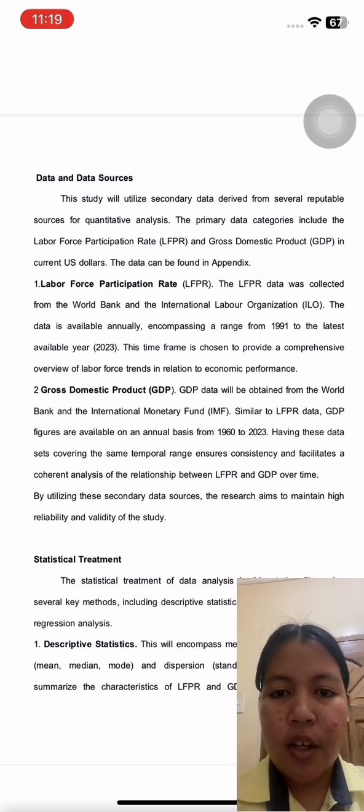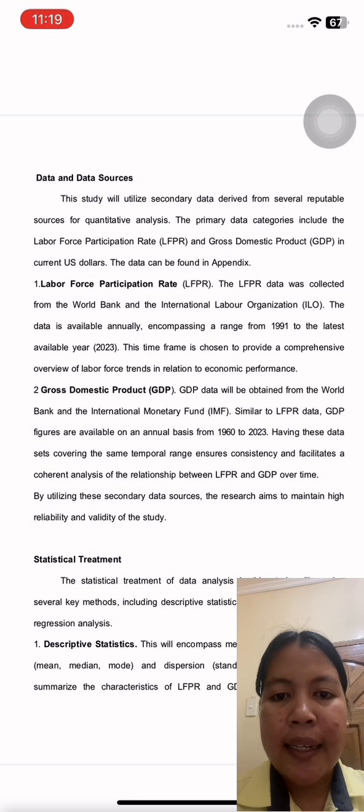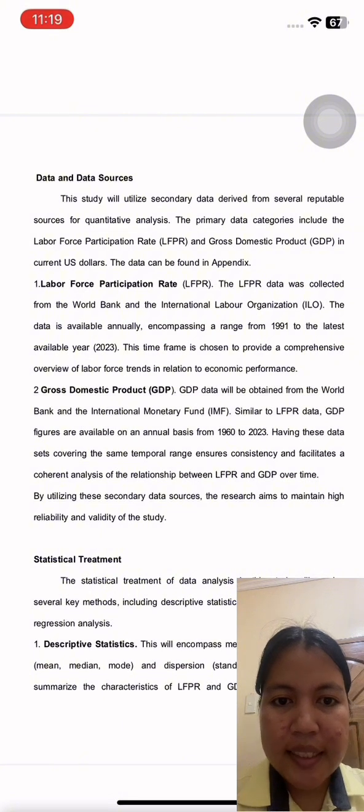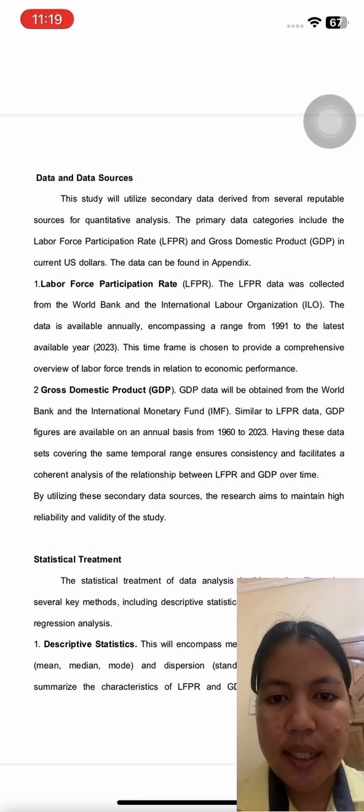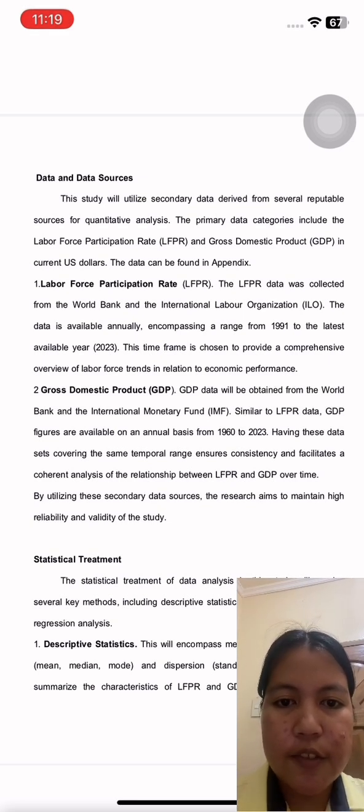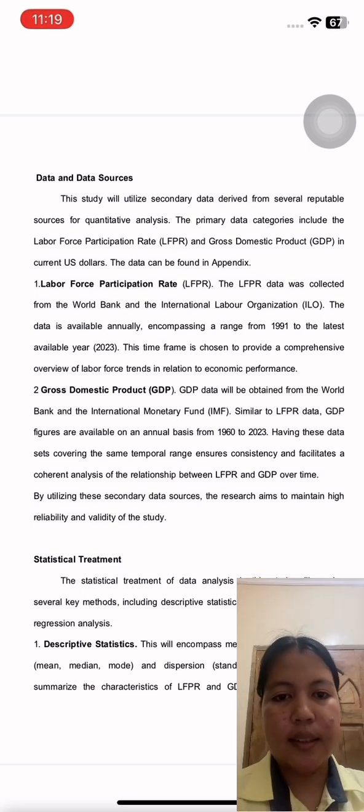So the second one is gross domestic product, or GDP. Data will be obtained from the World Bank and the International Monetary Fund, the IMF. Similar to LFPR data, GDP figures are available on an annual basis from 1960 to 2023. Having these data sets covering the same temporal range ensures consistency and facilitates a coherent analysis of the relationship between LFPR and GDP over time. By utilizing these secondary data sources, the research aims to maintain high reliability and validity of the study.